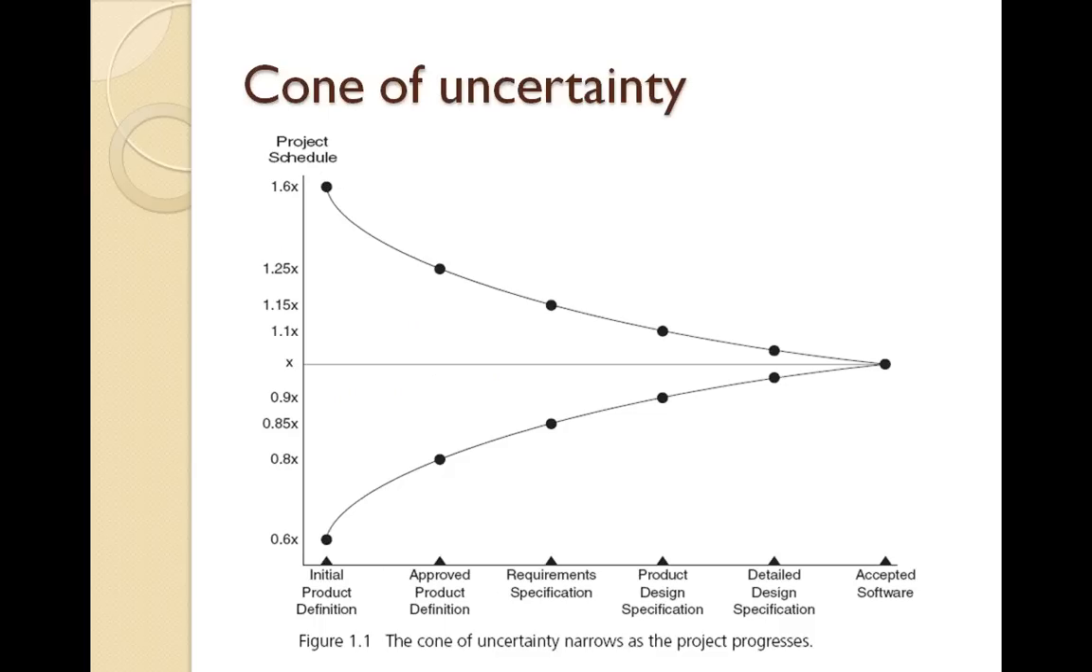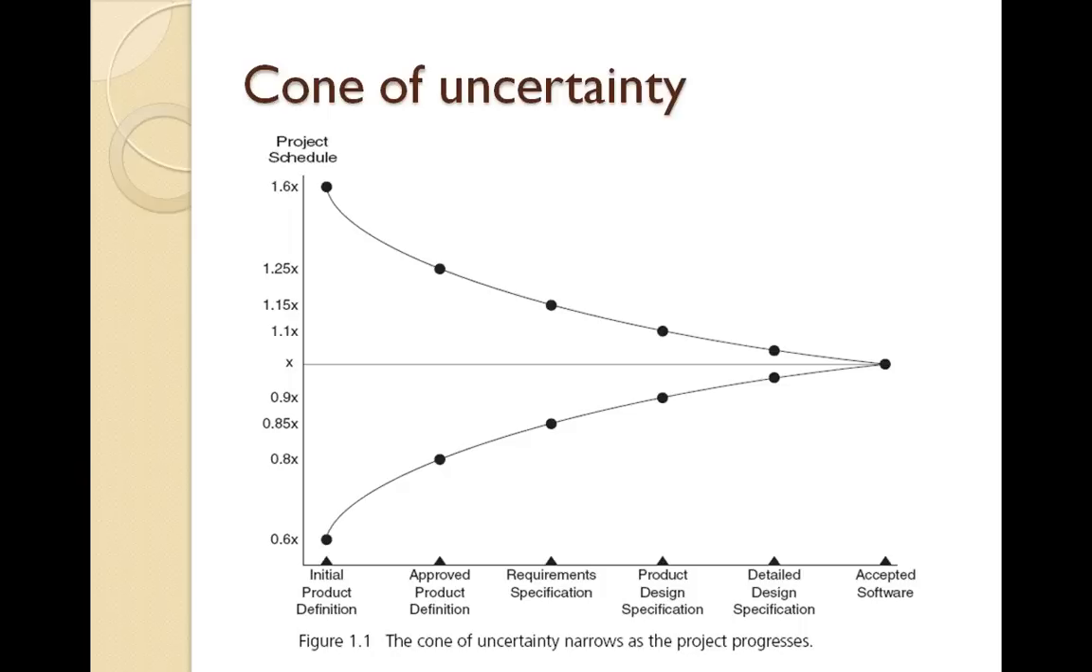We need to understand when we talk about estimates that there is always a cone of uncertainty involved, and this particular diagram will explain you this cone of uncertainty. So when we start with initial product definition, when we are at a very high level understanding of the project or a product, the uncertainty about our estimates is significantly high. It could be as high as 160% or as low as 60%, which means if a project which is supposed to run for 20 weeks can actually run for 12 weeks or even up to 32 weeks.